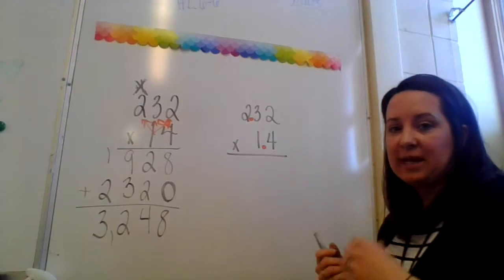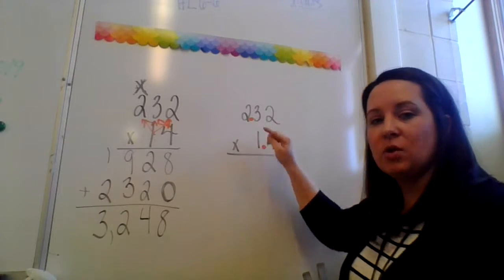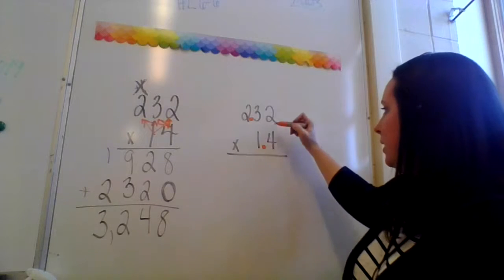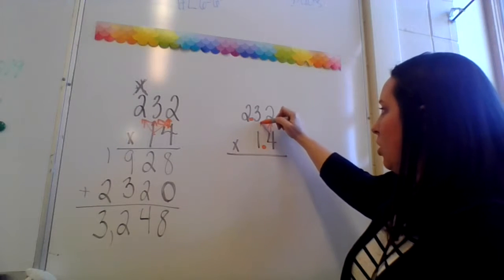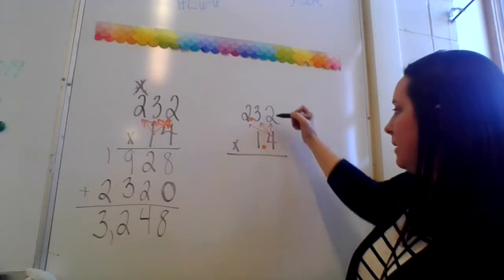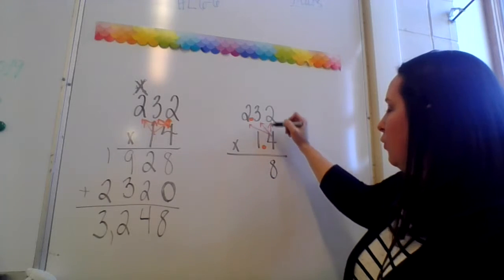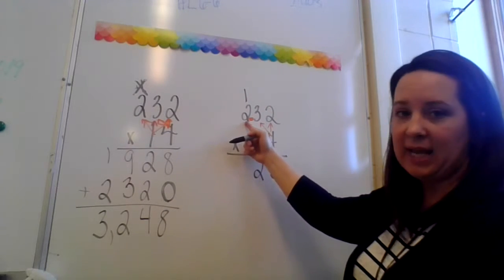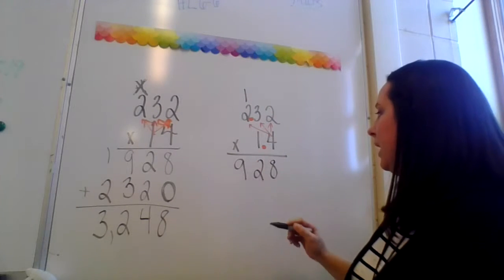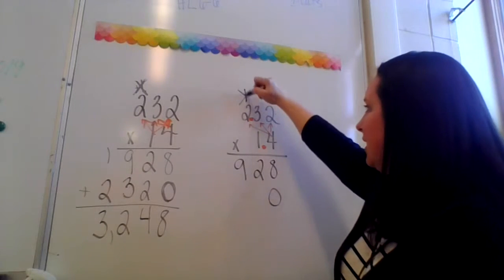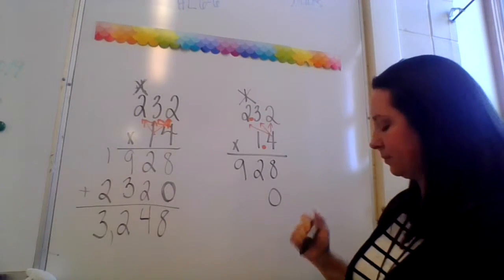So we're going to follow the same steps when we have decimal numbers, only we're going to do one more step at the end. So like we did before, we're going to multiply the 4 times all of these digits. 4 times 2 is 8. 4 times 3 is 12, carry the 1. And 4 times 2 is 8 plus 1 more is 9. Okay, then we get to do the warm and cuddly hugs and kisses. Hugs, kiss this one goodbye.